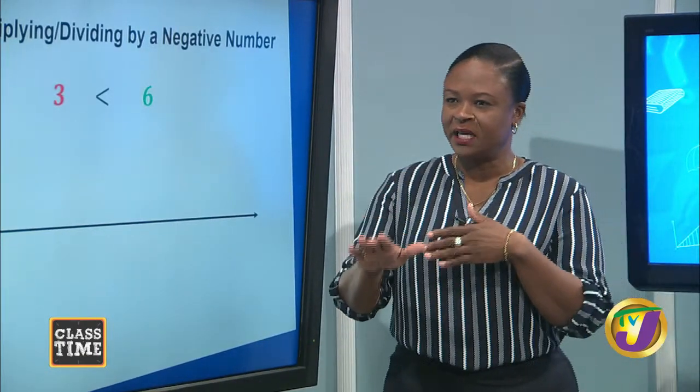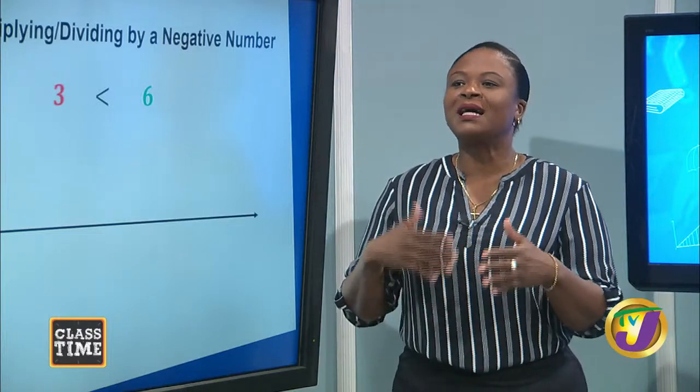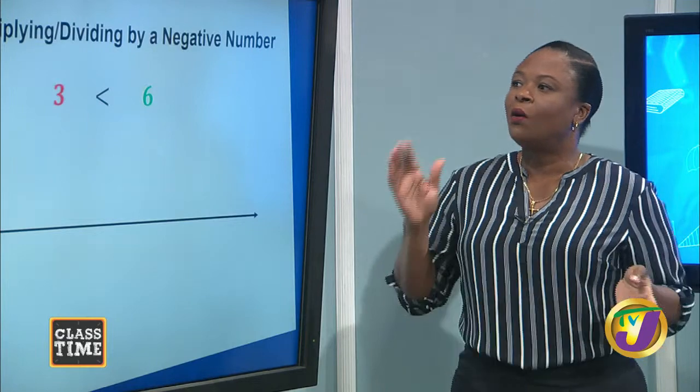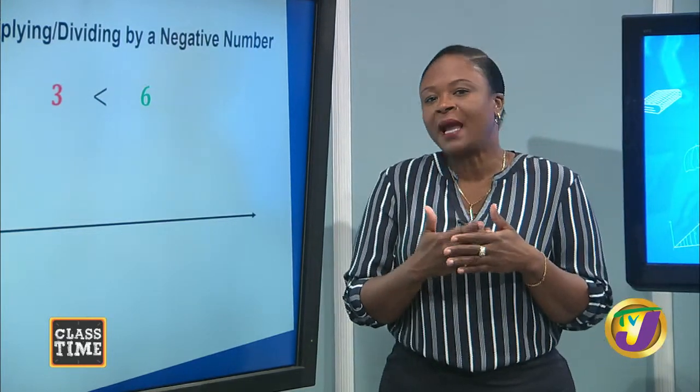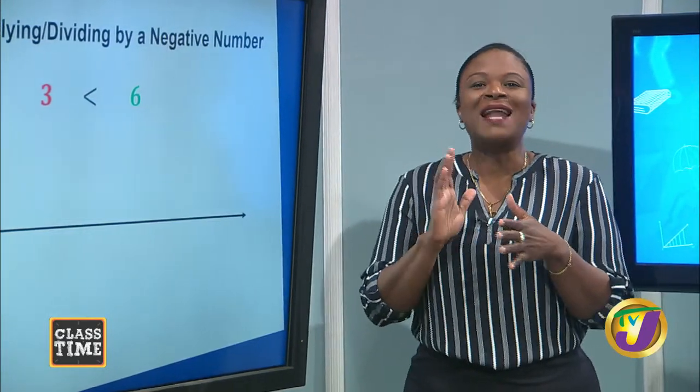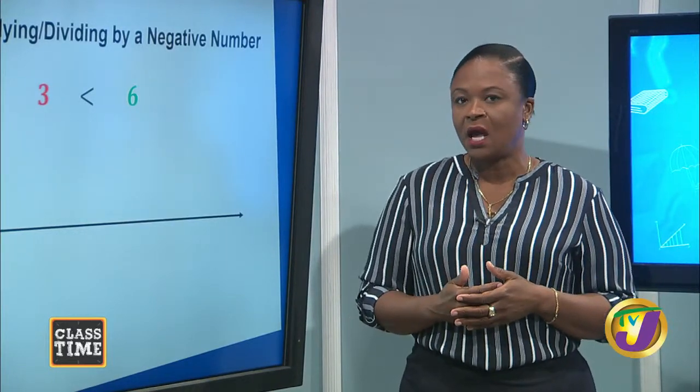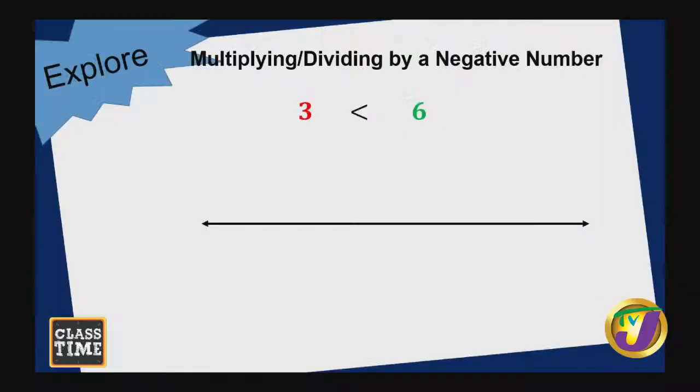So we looked at multiplication just now, right, but there's a clarification that we need to have before we move any further. We want to explore multiplying and dividing by a negative number when it comes to inequalities. And so we want us to really understand what is happening. Look at what we have. 3 is less than 6. We have an open number line represented here.